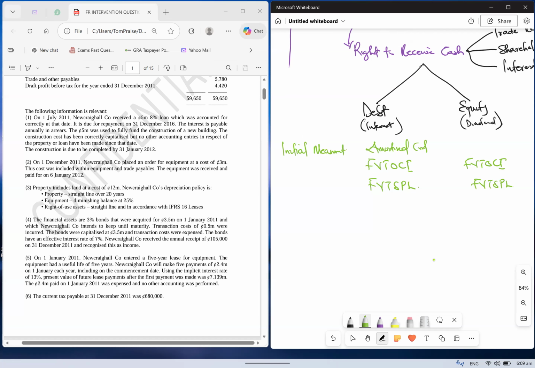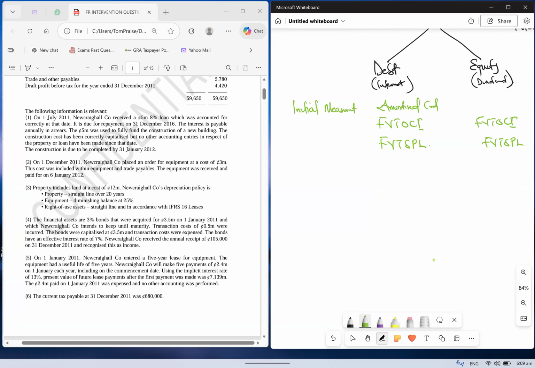Now, when it is about these two, and I'll explain it later, you will see. The initial measurement is the fair value plus transaction cost. When we say transaction cost, that is any issue cost, any cost you will incur before you can have the instrument. So if you read this one, it said the financial asset are 3% bond which were acquired and which he intends to keep until maturity. The transaction cost is 0.5. Have you seen that?